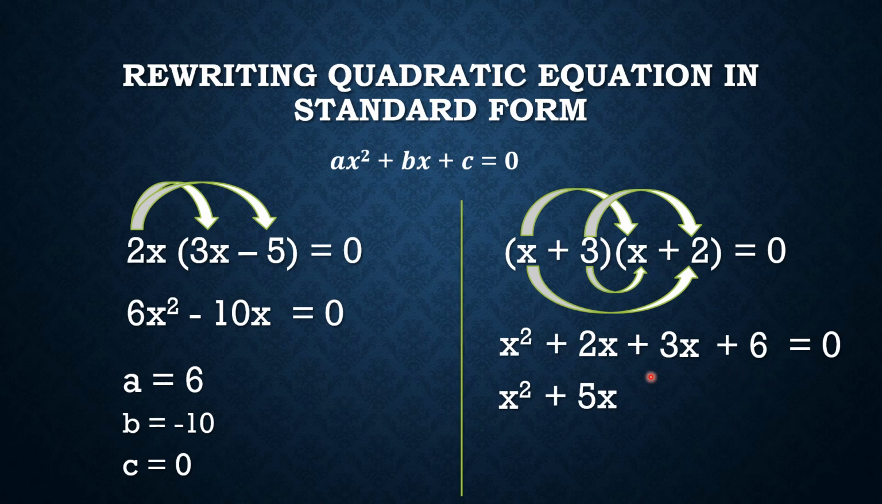So now, our equation is written in standard form, where a is equal to 1, b is equal to 5, and c is equal to 6.